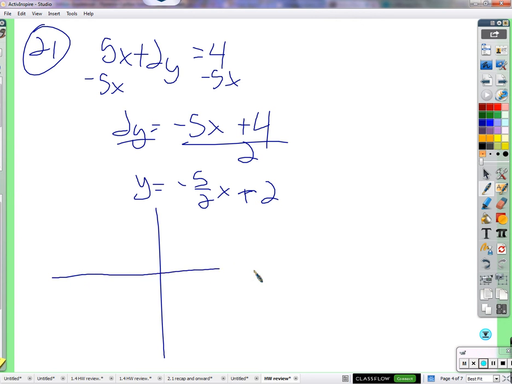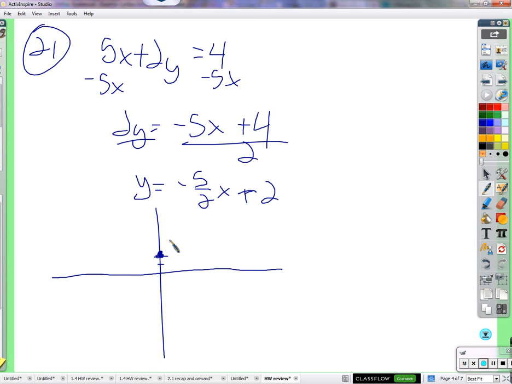So if we went this way, we could graph it by saying, what's the easiest thing to plug in for x? Yeah, 0. And you get 2. All right, so you get that point, that y-intercept, 0, 2. All right, what's the next easiest number to plug in for x?